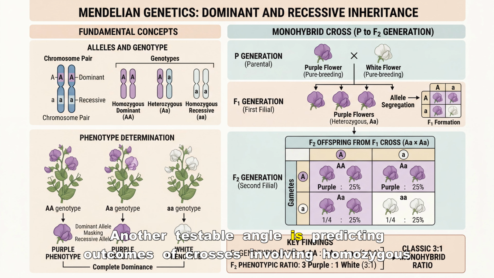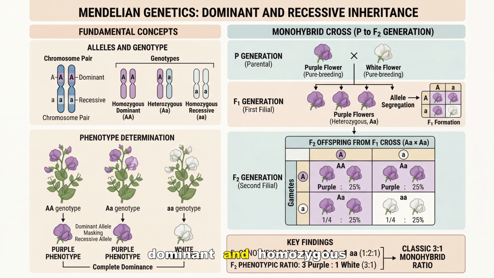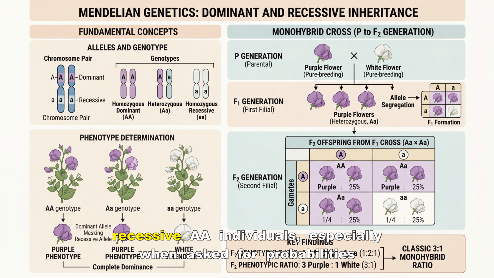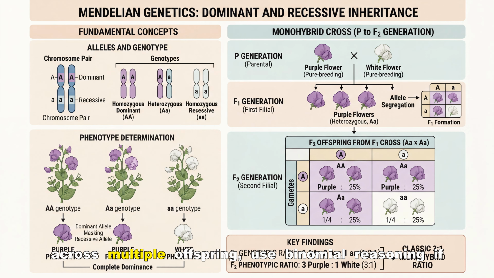Another testable angle is predicting outcomes of crosses involving homozygous dominant, AA, heterozygous, Aa, and homozygous recessive, aa individuals, especially when asked for probabilities across multiple offspring. Use binomial reasoning if needed. Real-world examples include cystic fibrosis, autosomal recessive, and Huntington disease, autosomal dominant.